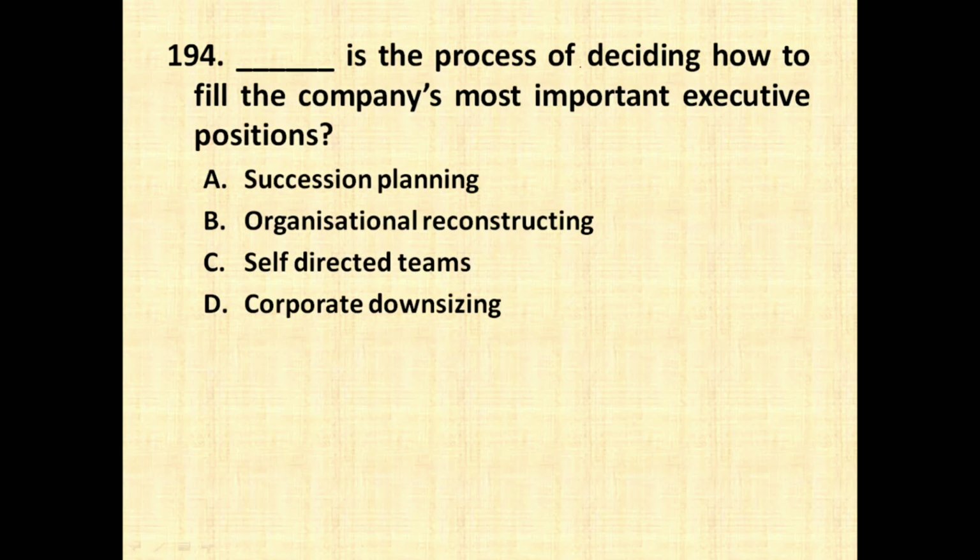Dash is a process of deciding how the company fill the most important executive position. Succession planning, organizational restructuring, self-directed teams, corporate downsizing. So the correct answer is option number A, succession planning. Succession planning is nothing but it is a process wherein you think about future, that who is going to take the important positions of the company after retirement of the key persons of the company. For example, in a company, the position of the chairman or board of directors, who is going to be the next chairman or next director once the person who is the present director resigns or comes down from that particular position.